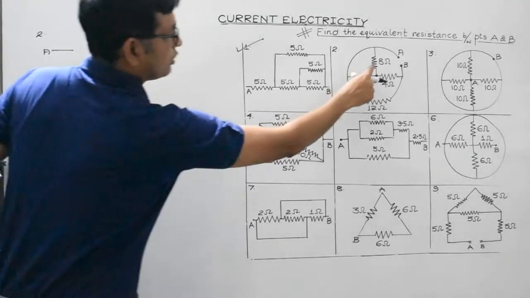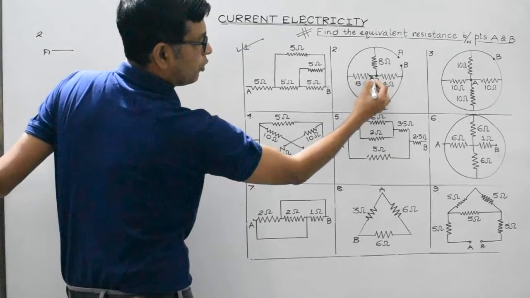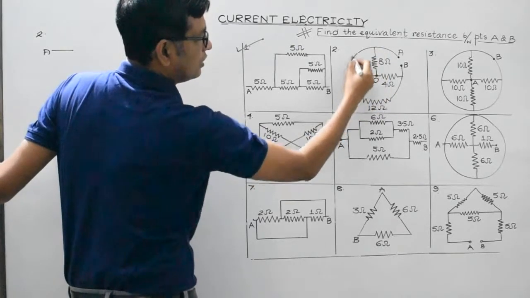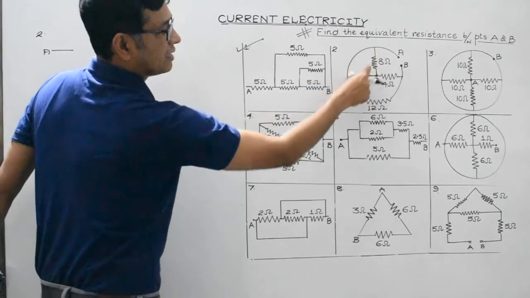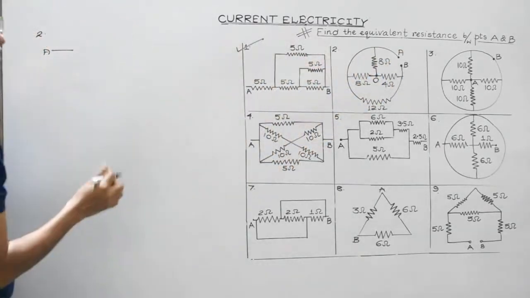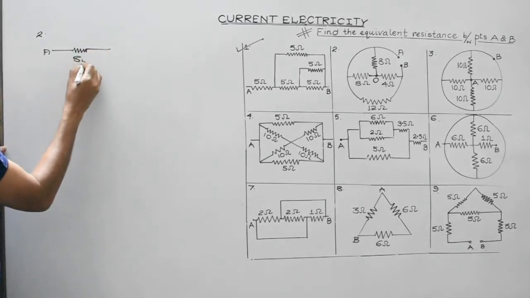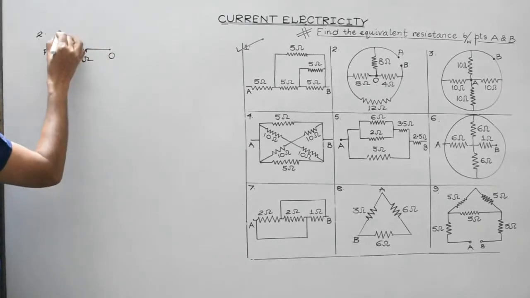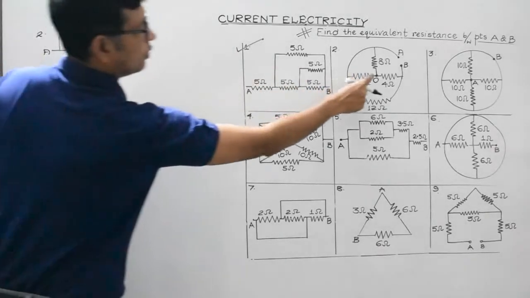Okay, consider these two resistors. One end is connected to point 2, while the other end of these two resistors is connected to point A. So these two resistors have their ends connected to the same two points, O and A. Therefore, they must be connected in parallel. This is A2, this is point 2, and this is A2. This is the point O, right?